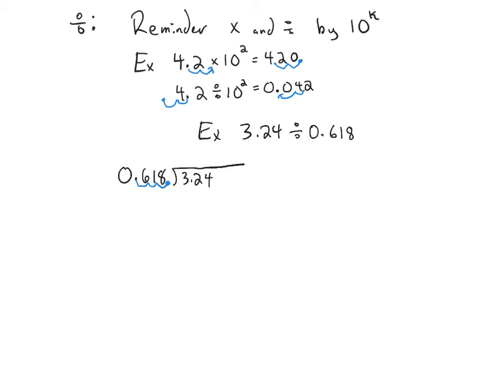And we want to move the decimal place in the divisor over until there are no more decimals in the number. So we move it 3 places to the right. And because we did it in the divisor, we have to do it in the dividend as well. So we get the problem 3,240 divided by 618. We move our decimal place from 3.24 all the way over 1, 2, 3 spots to get 3,240.